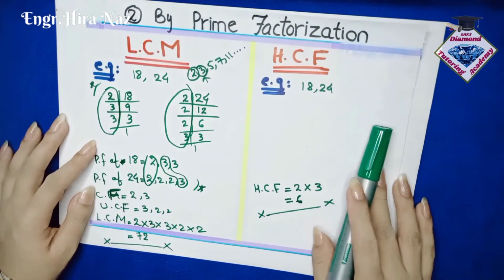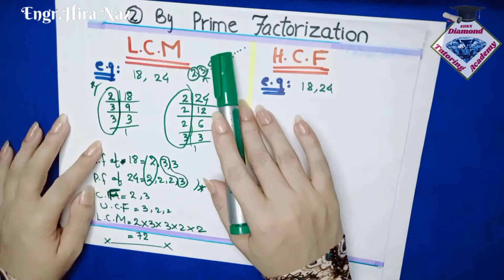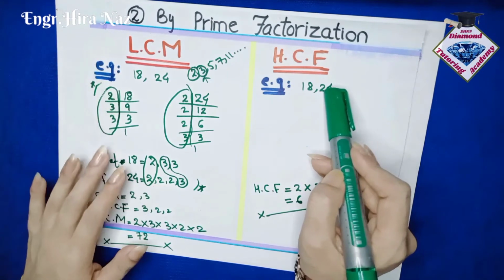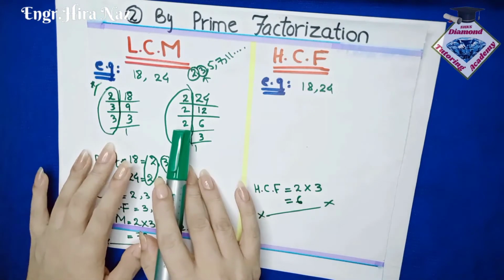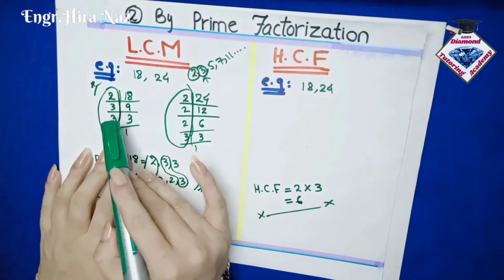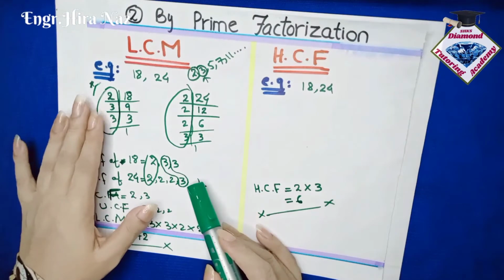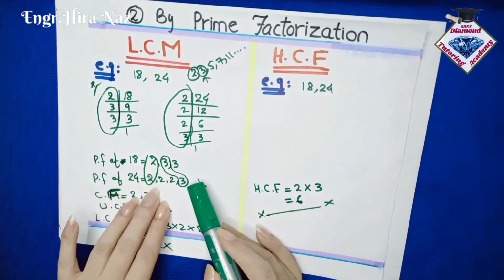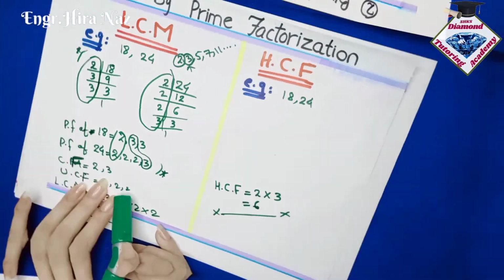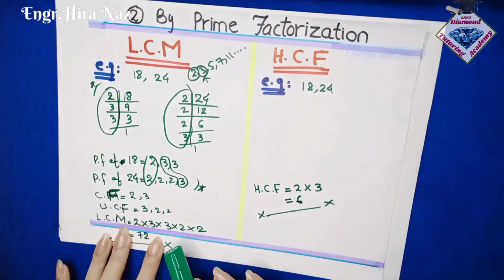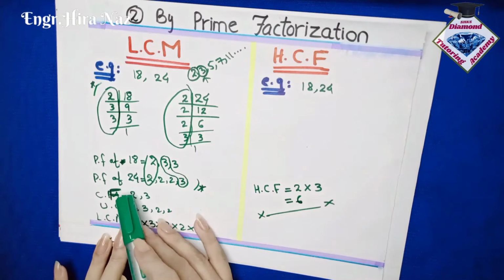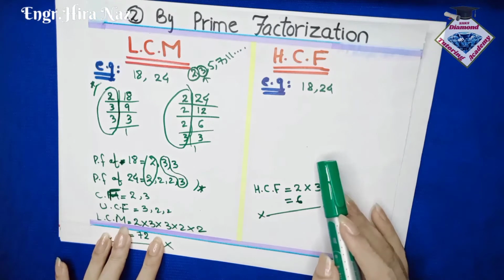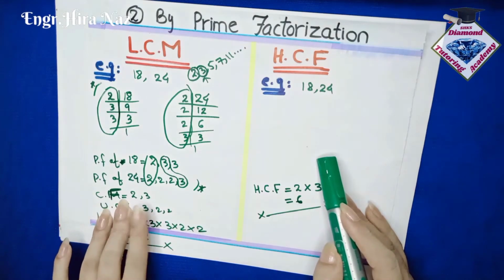Let me recall this method. Whenever you're talking about prime factorization, what you have to do for LCM and HCF is the same method. You have to divide the given numbers by prime numbers. Then the numbers at the left side, all the divisors, are your factors, and you have to identify common factors and uncommon factors. For LCM, you take the product of common factors and uncommon factors. But for HCF, you take only the product of common factors.